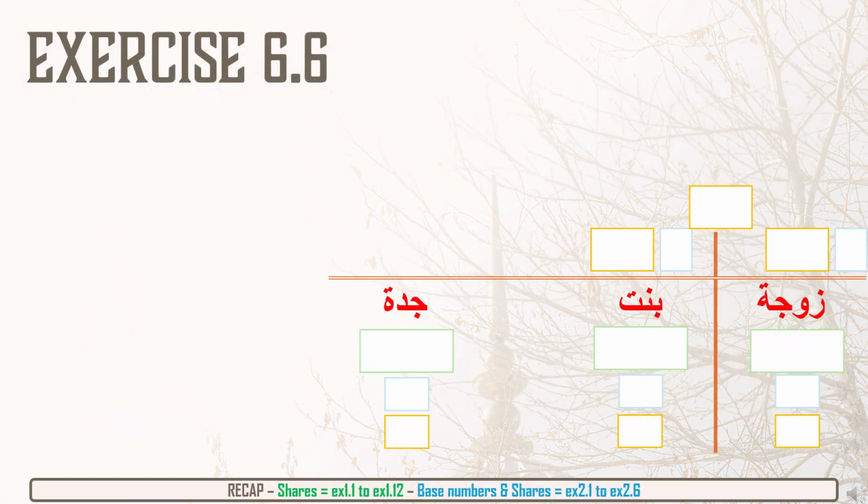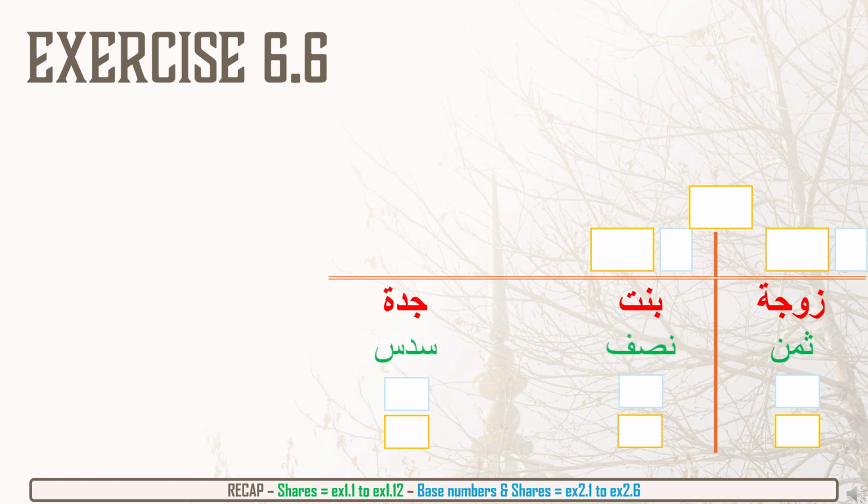In this example, the deceased has left behind a wife, a daughter, and a grandmother. So we give out the shares first, like we always do. The wife will get a thumun since there is a child. The daughter will get nisf since there's only one, and the grandmother will get a sixth.